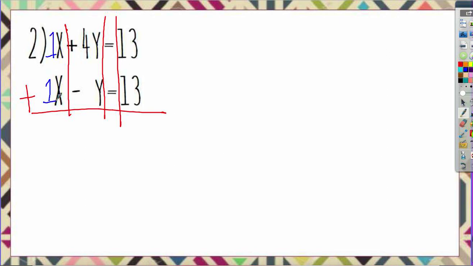In order to make them cancel, I could do what I did last time, and I could multiply either one of them, whether I chose the top or the bottom, by a -1. I could also multiply to cancel out the y's.